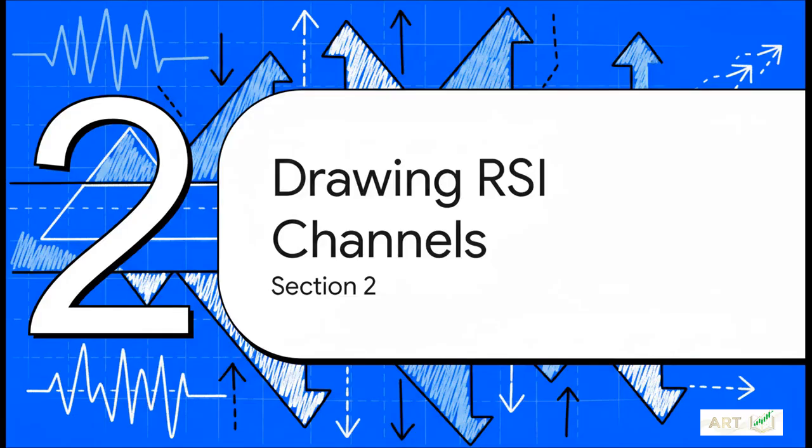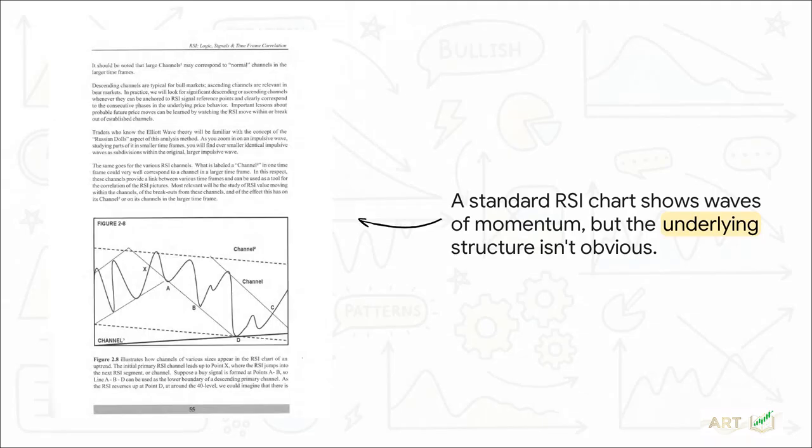So, how do we start reading this new map? Well, the very first step is to learn how to draw its main features. And we do that by identifying what Baeyens calls RSI channels. So, take a look. At first glance, a regular RSI chart just kind of looks like a bunch of random squiggles, right? A series of peaks and valleys. But here's the thing. Just like price action, momentum isn't random at all. It moves in very distinct phases, with its own levels of support and resistance. Our job is just to make that hidden structure visible.